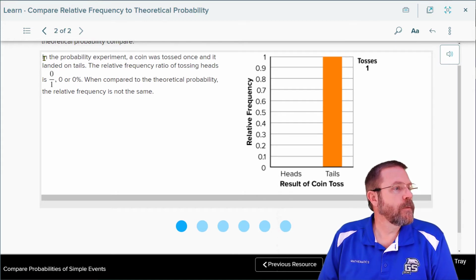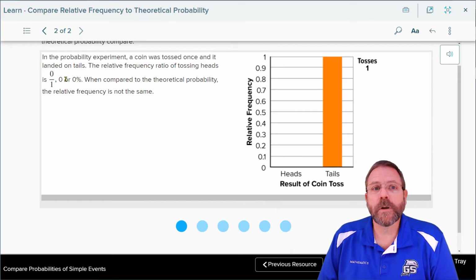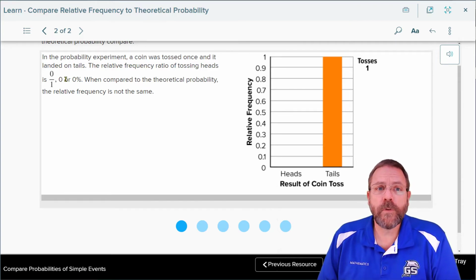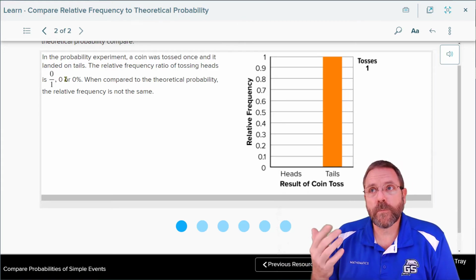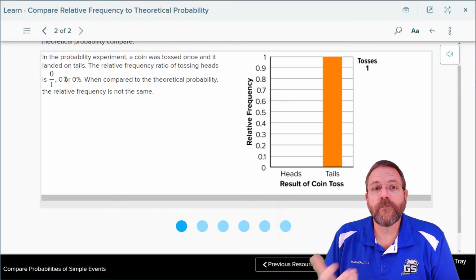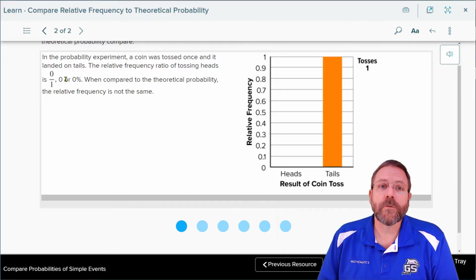In the probability experiment, the coin was tossed once and it landed on tails. Therefore, the relative frequency of tossing heads is 0 out of 1, because out of 1 flip, it landed on heads 0 times. Now remember, your theoretical probability is 50-50, 1 out of 2. So right now we don't have a 1 out of 2 going on.